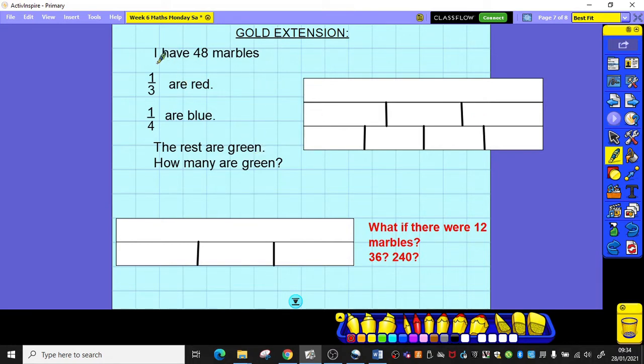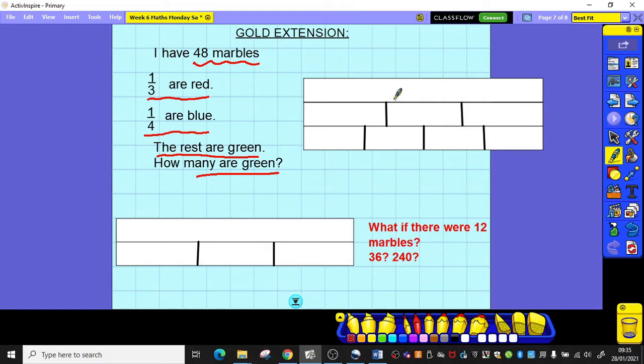Now, this says I've got 48 marbles. 1/3 are red, 1/4 are blue, the rest are green. How many are green? For the minute, just ignore this red question here. That's a further extension. So if I think about my bar model, now, first of all, look at this bar model. My lines, I've drawn a little bit at an angle. I've drawn them quite quickly.